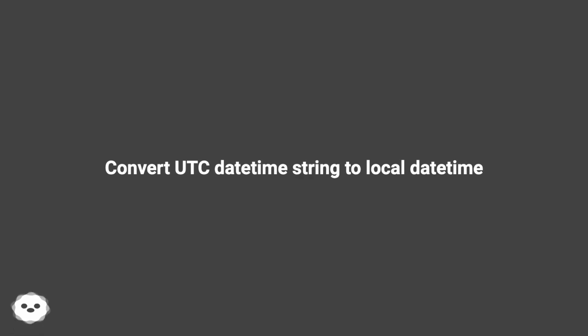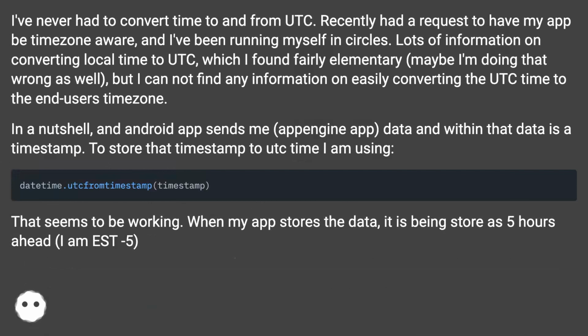Convert UTC datetime string to local datetime. I've never had to convert time to and from UTC. Recently I had a request to have my app be time zone aware, and I've been running myself in circles.